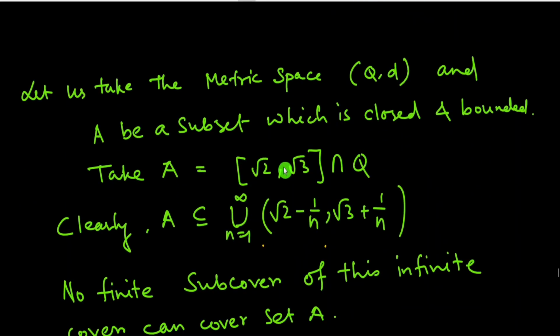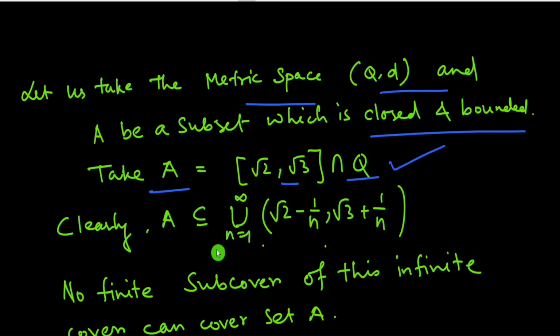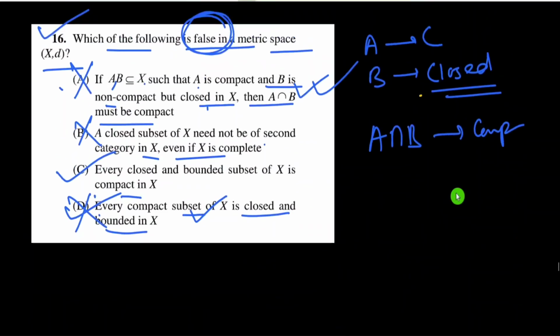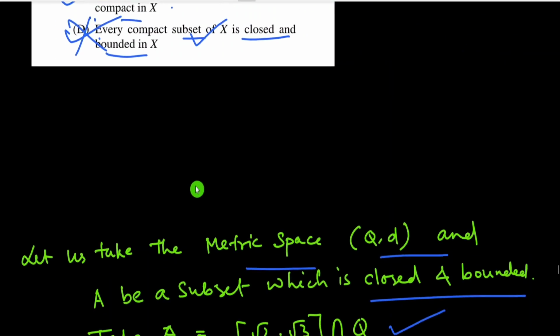To check option C, let us take the metric space (Q, d) and let A be the subset which is closed and bounded. Take A equal to the closed interval from root 2 to root 3 intersection Q. Clearly, A is a subset of the arbitrary union of (root 2 minus 1 by n, root 3 plus 1 by n). So no finite subcover of this infinite cover can cover the set A. Therefore, A is not compact. Therefore, A is closed and bounded, but A is not compact. Therefore, this is the false statement.